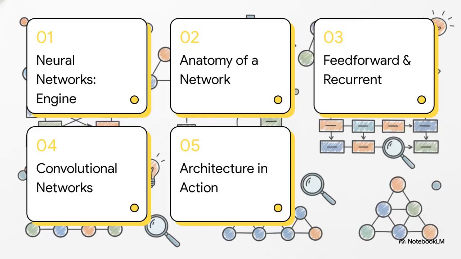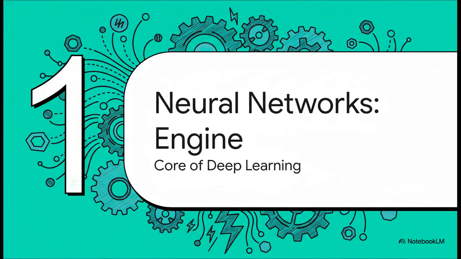So, here's our game plan. We'll start with why neural networks are the engine of this whole thing. Then, we'll break down the anatomy of a network. After that, we'll get into the big players: feed-forward, recurrent, and convolutional networks. And to wrap it all up, we'll see how this stuff works in the real world. Okay, let's dive right in.